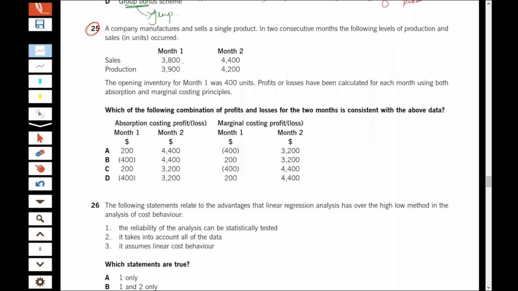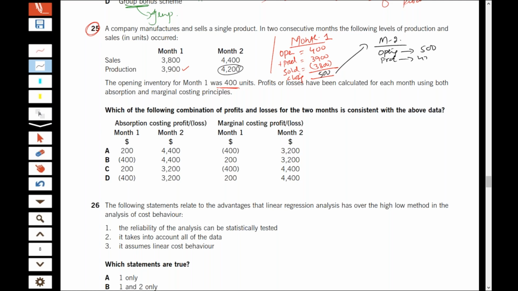Now, in month 1, the opening inventory was 400. I did produce 3900, that means 3900 plus 400, and you sold 3800. Then what is closing? 500. Now 500 will be the opening for next month, and you produce 4200 and you sold 4400. Now what's closing? 300.